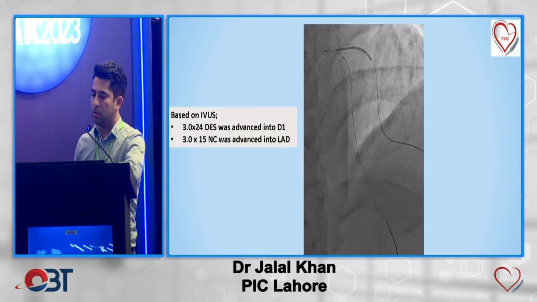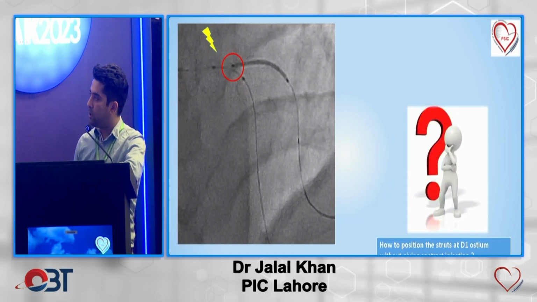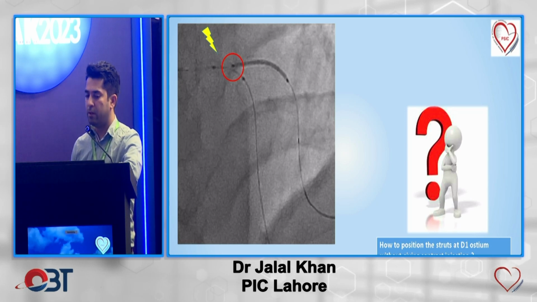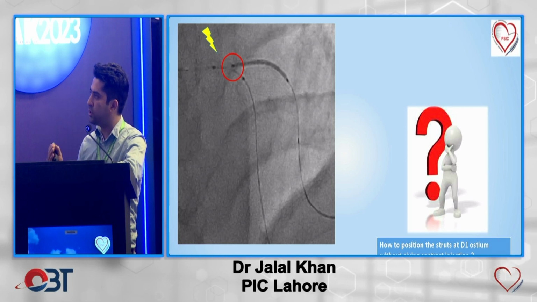This area shows the ostium of diagonal 1. Based on the IVUS measurements, a 3x15 NC balloon was placed in the LAD, and a 3x24 drug-eluting stent was advanced into diagonal 1. But the most important question was how we would optimize the stent of diagonal 1 at the ostium without giving any contrast, because this is the only way where most of the views are taken to know the positioning of the diagonal ostium in the LAD.